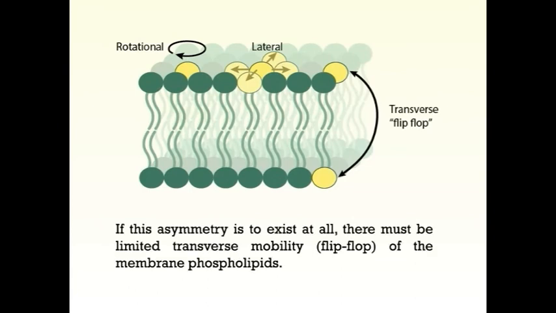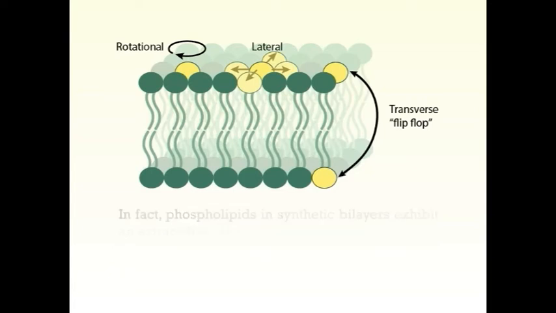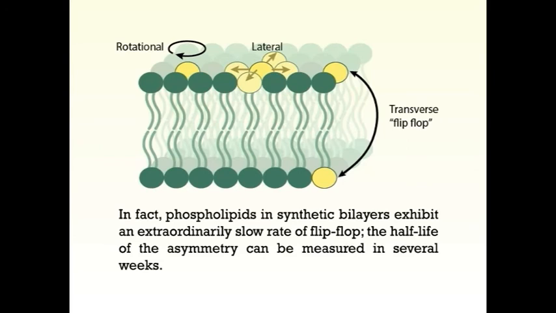Obviously, if this asymmetry is to exist at all, there must be limited transverse mobility of the membrane phospholipids. In fact, phospholipids in synthetic bilayers exhibit an extraordinarily slow rate of flip-flop. The half-life of the asymmetry can be measured in several weeks. However, when certain membrane proteins such as the erythrocyte glycoprotein are inserted artificially into synthetic bilayers, the frequency of phospholipid flip-flop may increase as much as 100-fold.